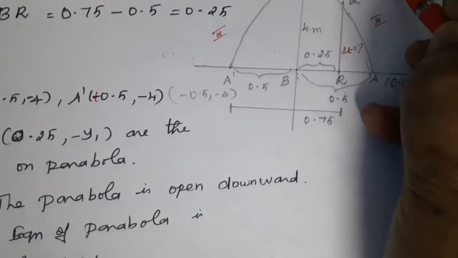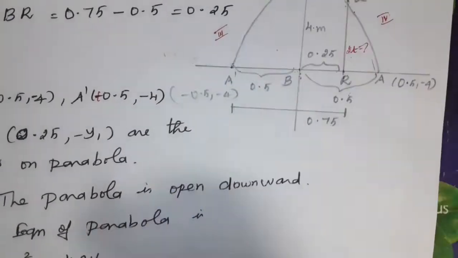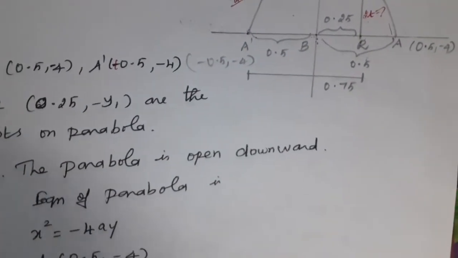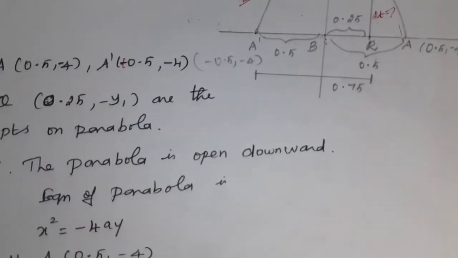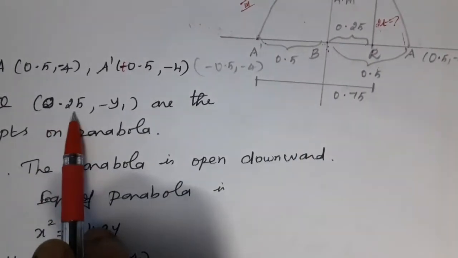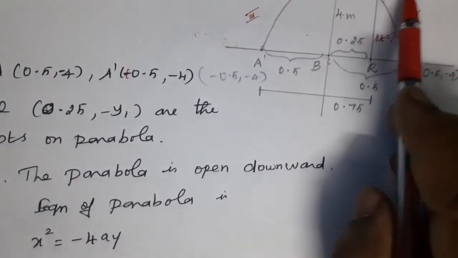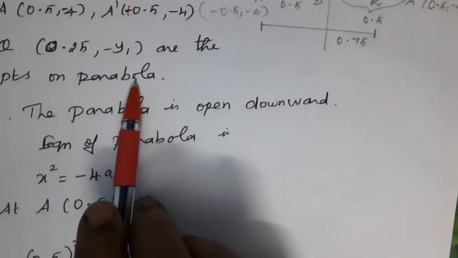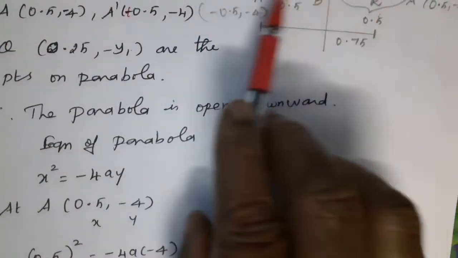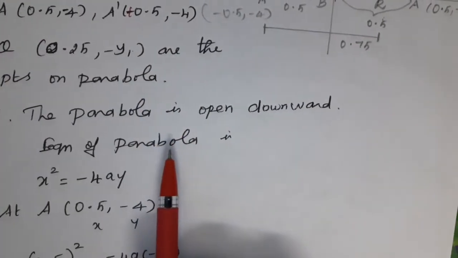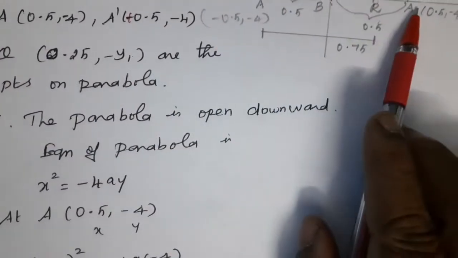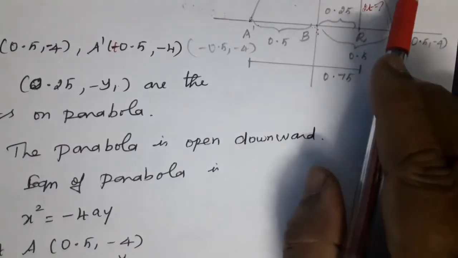The same method we use for the first sum, we use for the third sum also. First I teach the first sum, then I go on to teach the third sum. So Q is 0.25 comma minus y1. Q is a point on the parabola. A dash, the bottom part of the parabola, and Q: both points lie on the parabola. A dash is the bottom of the parabola, and Q is where we are going to find the height.